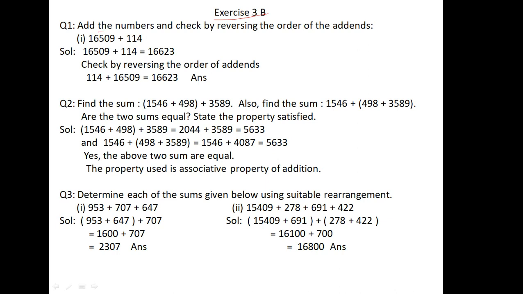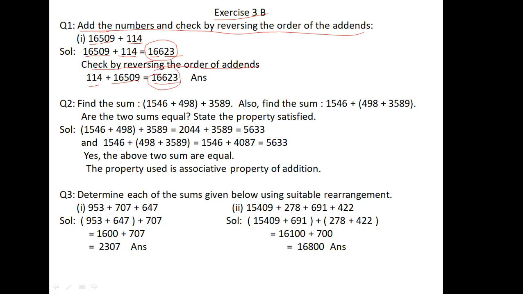Question number 1, add the numbers and check by reversing the order of addends. So the first question is 16,509 plus 114. Now solution of this one, 16,509 plus 114, when we add it will come 16,623. Now when we reverse the order of addends, 114 plus 16,509, the result will come 16,623. Here both the results are same.